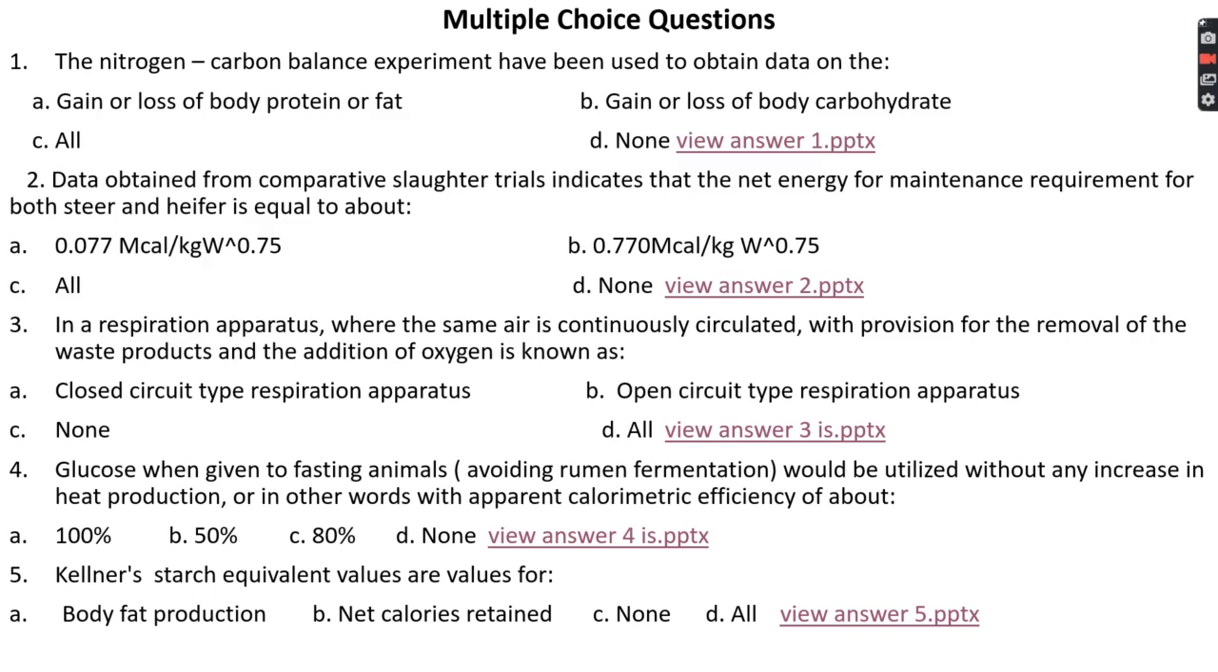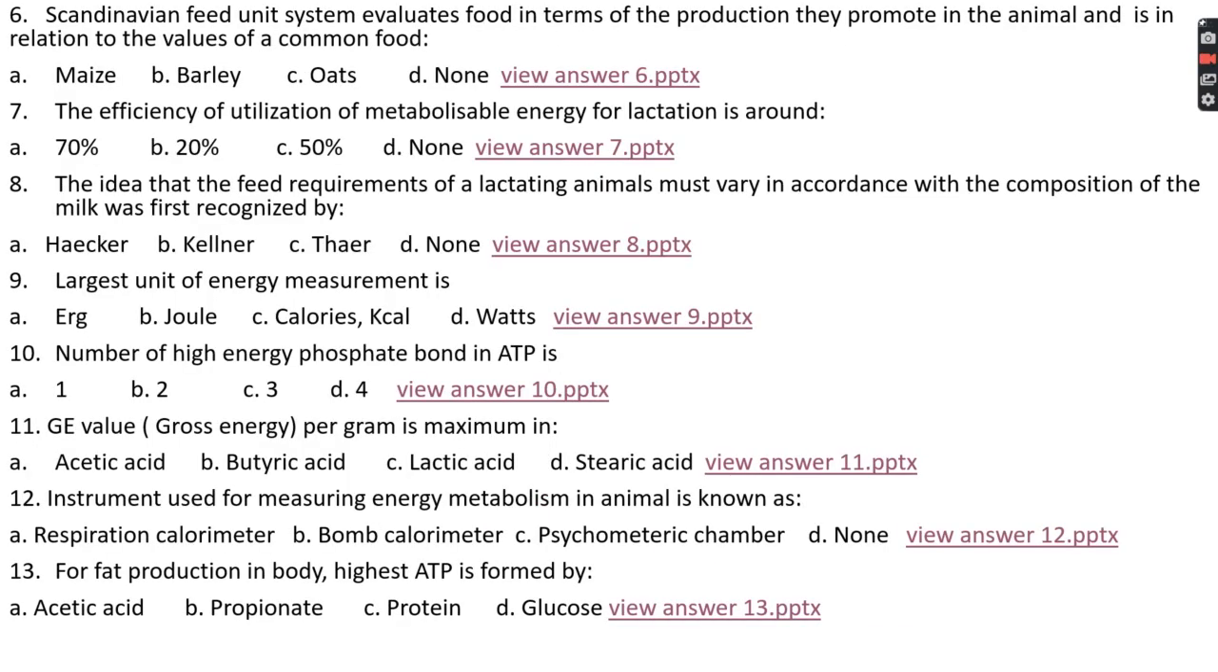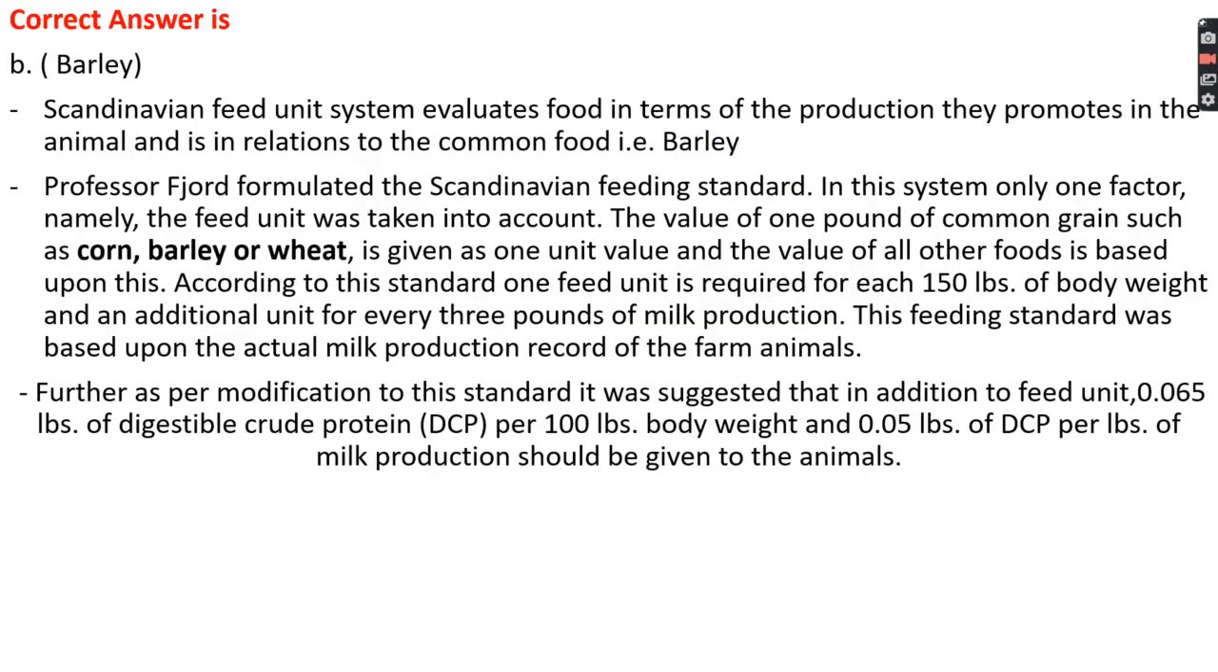Question number 6. The Scandinavian feed unit system evaluates food in terms of the production they promote in the animal and in relation to the value of a common food. Option A maize, option B barley, option C oats, option D none. The right answer is option B, that is barley. The Scandinavian feed unit system evaluates food in terms of the production they promote in the animal, and in relation to that common food, that is barley.